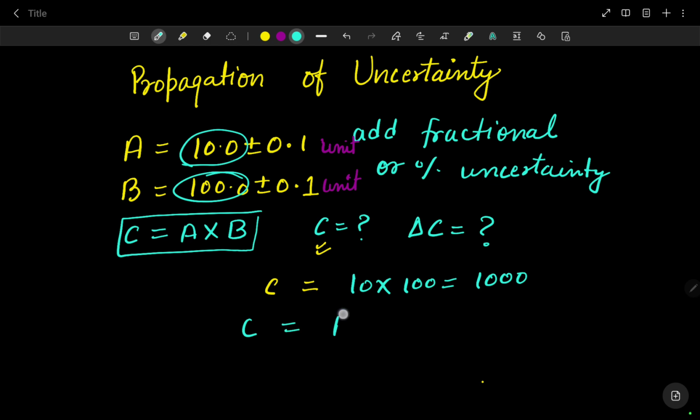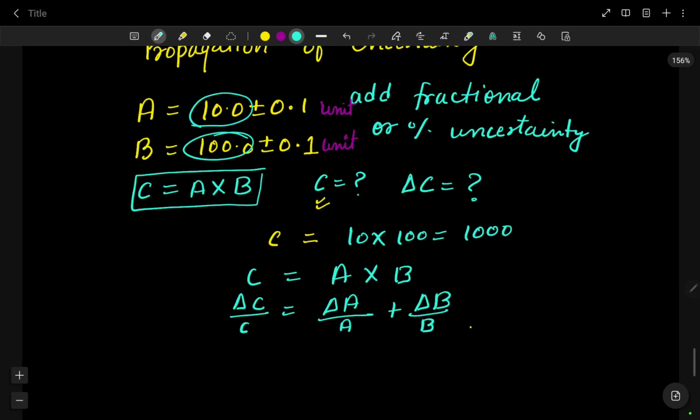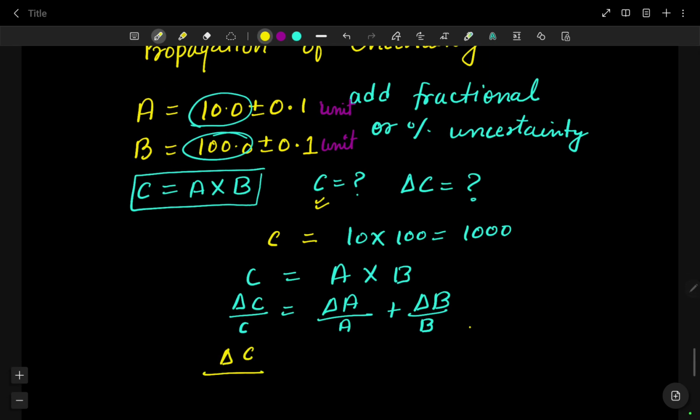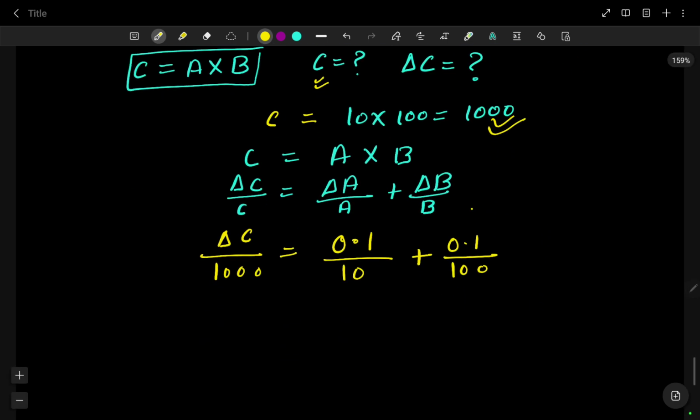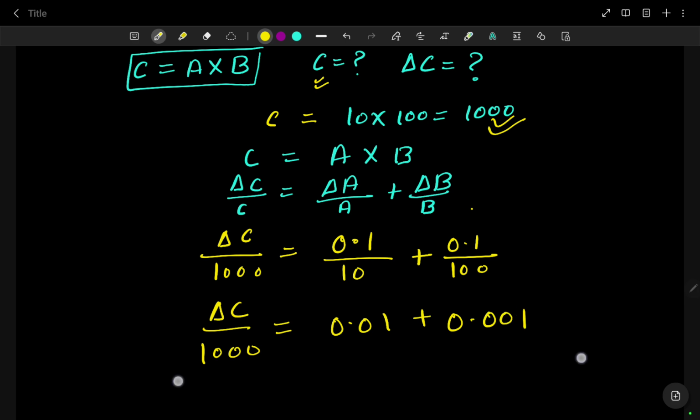Now, C depends on A and B. So, the fractional uncertainty of C will be the sum of the fractional uncertainty in A and the fractional uncertainty in B. Okay, now if I put the values over here, let us see what I get. So, delta C over C, which I have already calculated is 1000, should be equal to delta A, which is 0.1 divided by A, which is 10, plus delta B, which is 0.1 divided by B, which is 100. Okay, so if I solve it, I get 0.01 plus 0.001.